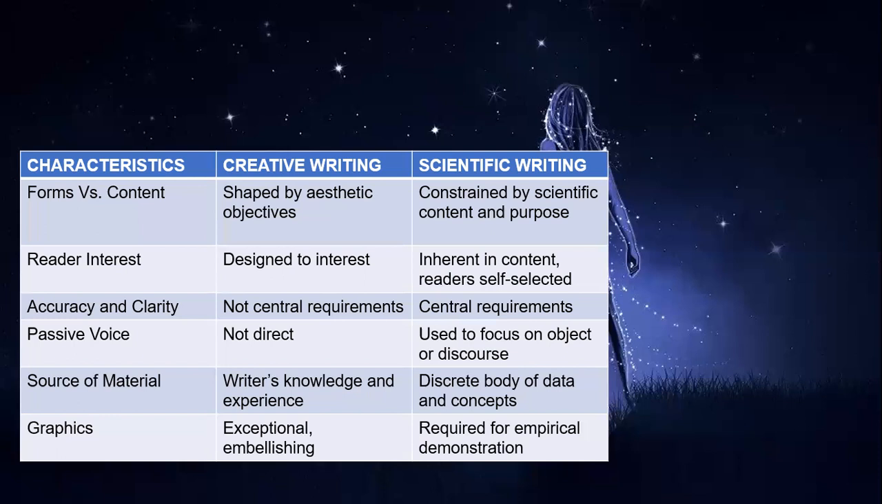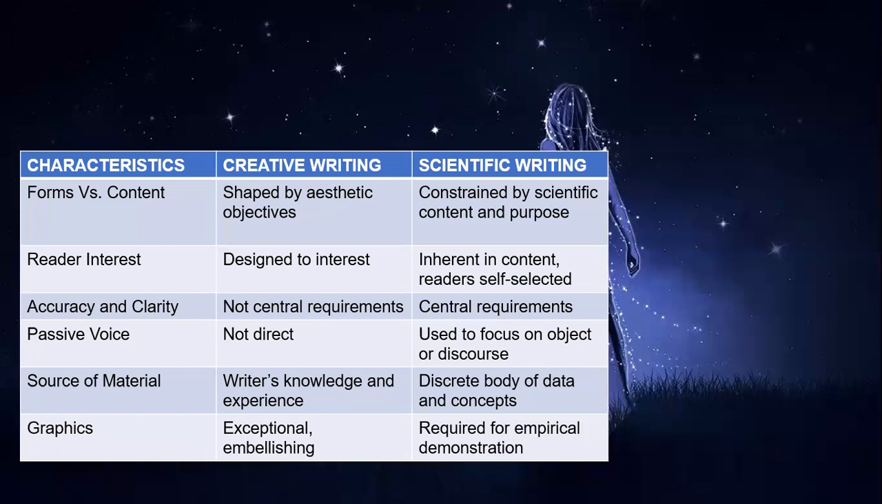Now, as I mentioned, passive voice. Creative writing is not direct as compared to other prose, like scientific writing. And the source of material for creative writing could just be the writer's emotion, knowledge, and experience. But scientific writing should be based on other scientific studies, or for a research paper, you have to go through the scientific process and so on.